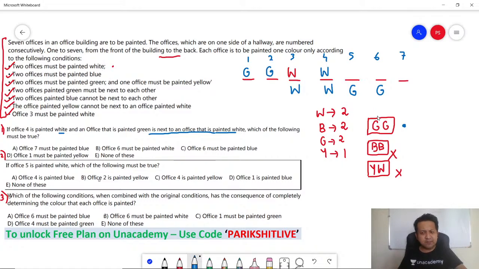Now for these two possibilities, let's draw it. Remember what else is there? White cannot come next to yellow. So yellow and white cannot be together. There is only one yellow and it cannot be next to a white. Meaning for scenario 1, can I say yellow has to be here? Why here? Because it cannot be next to white, and remember, the two blues cannot be together. So yellow definitely has to be in the middle.